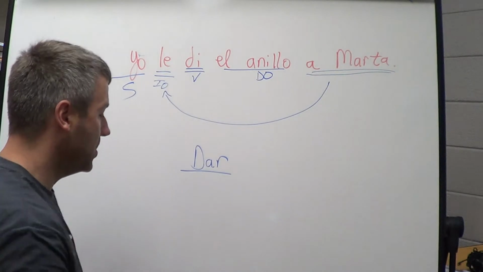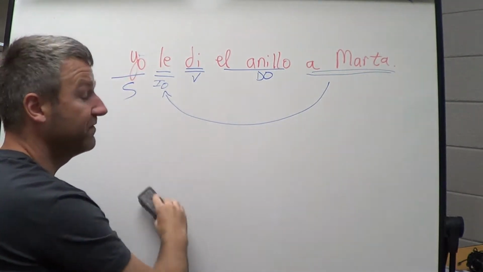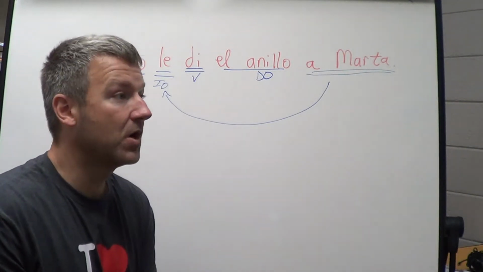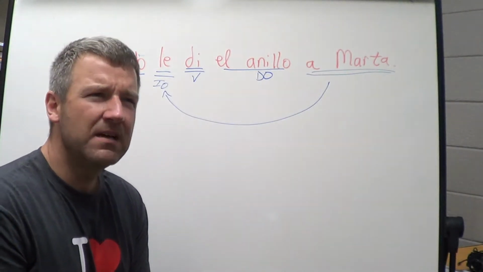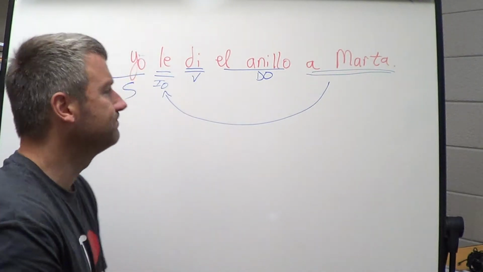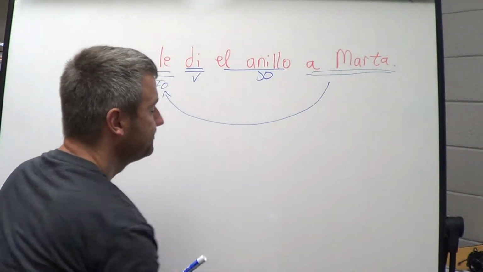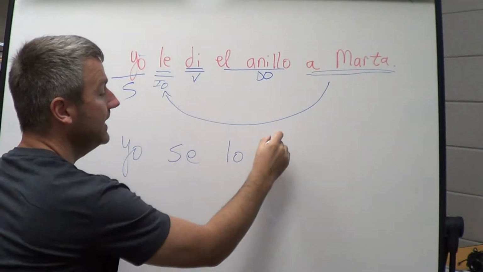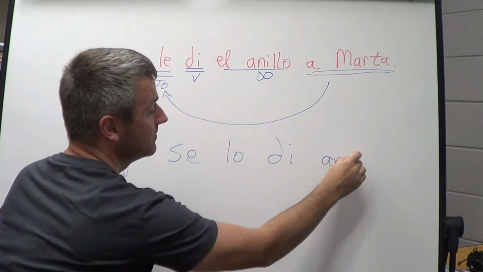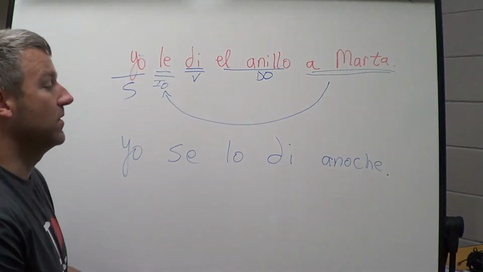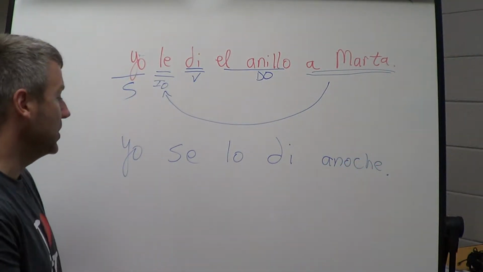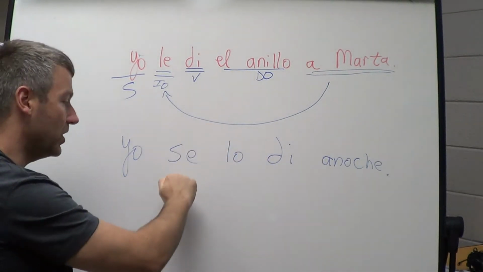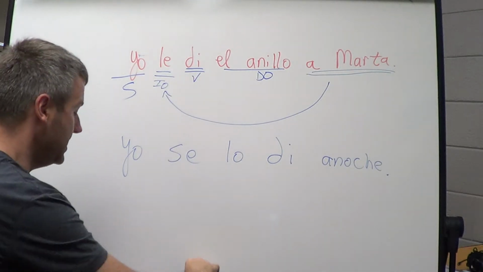Okay? Now, let's say that I'm talking with a bunch of friends and I let them know that I gave the ring to Martha. All right? And then one of my friends says, Tim, when did you give the ring to Martha? Well, I could say, yo se lo di anoche. So anoche means last night. So I gave it to her last night.